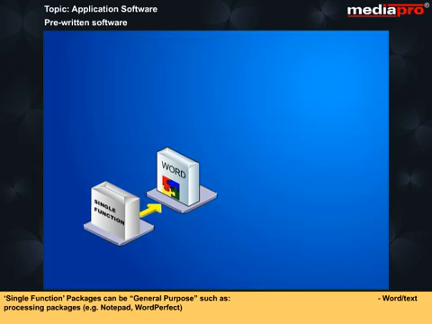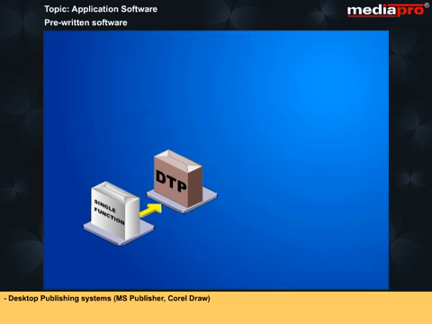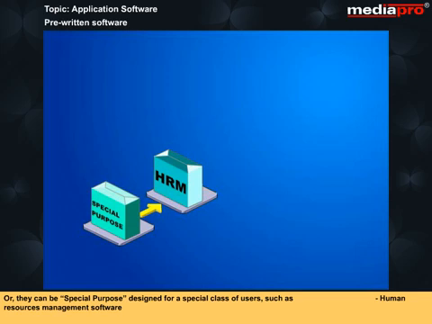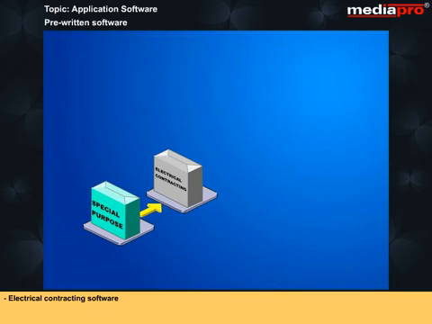Single function packages can be general purpose, such as word or text processing packages, for example Notepad, WordPerfect, or desktop publishing systems, MS Publisher or CorelDRAW, spreadsheet and data analysis packages, examples Lotus 123, SuperCalc, etc. Or they can be special purpose, designed for a special class of users, such as human resource management software, electrical contracting software, law office software, medical office software, games and hobby packages.